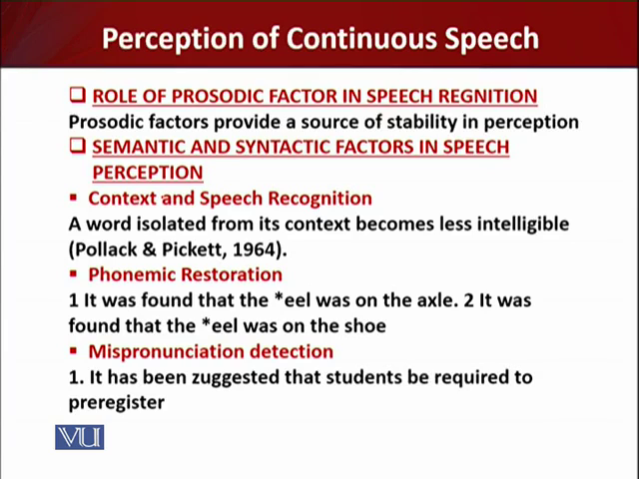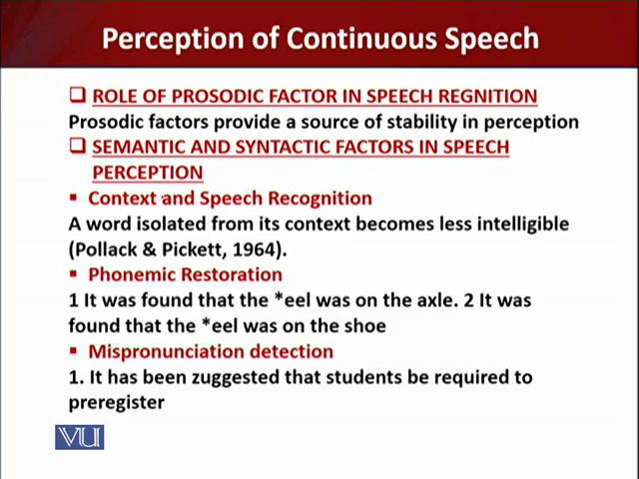Under the role of prosodic factors, we have factors which provide a source of stability in perception. Now, what do we mean by that? Prosodic factors are, as we are aware, stress, intonation, and rate, and they provide a source of stability in perception because we can often hear these superimposed qualities at a distance that would simply tax our ability to identify individual speech segments. For instance, we can detect the mood of a person talking down the hall from the intonational contours of their speech, but still not be able to identify what they are saying. So we can only pay attention to the tone or the intonation, but we cannot identify what they are actually talking about.